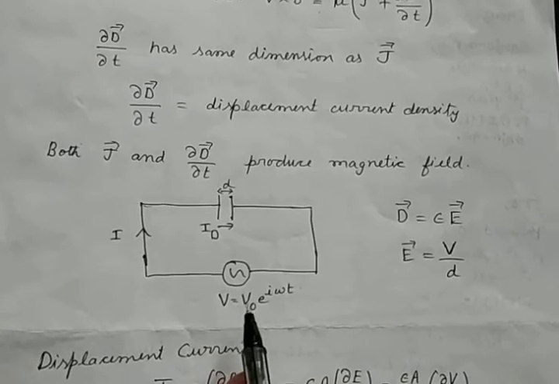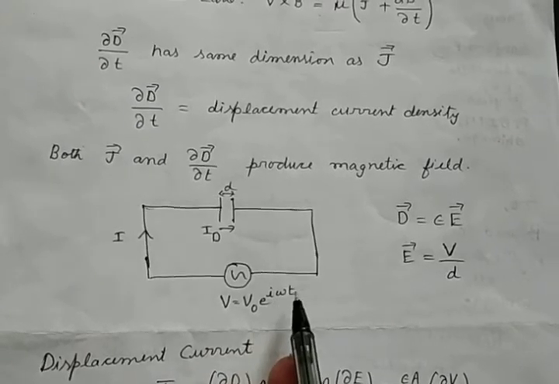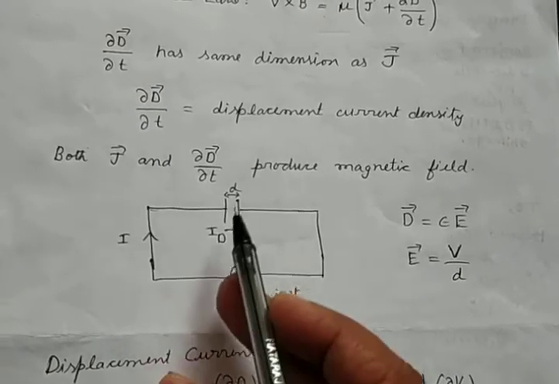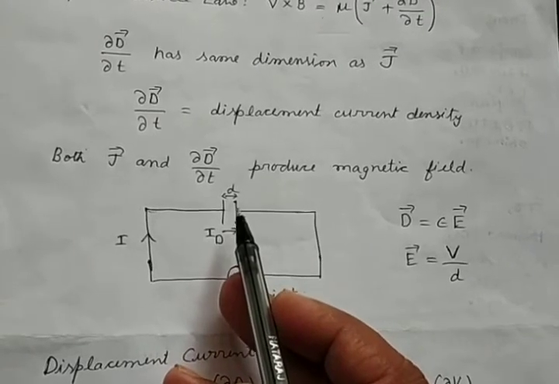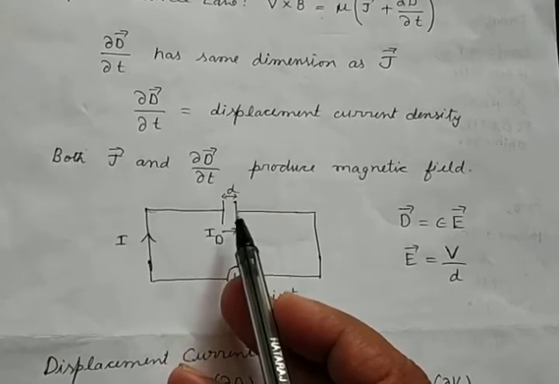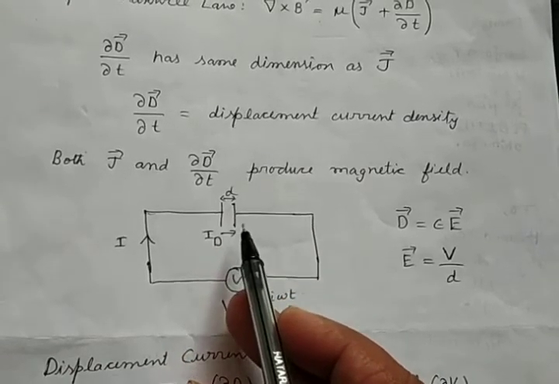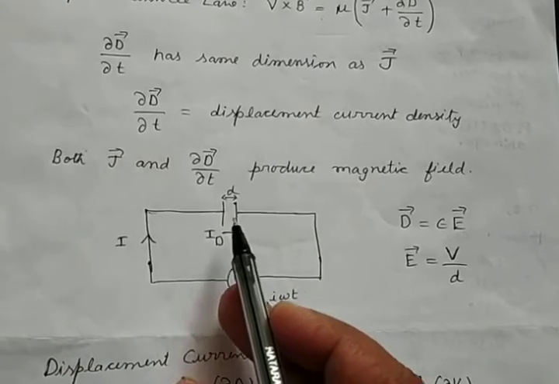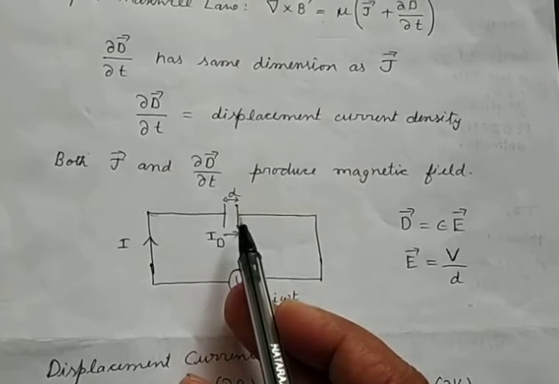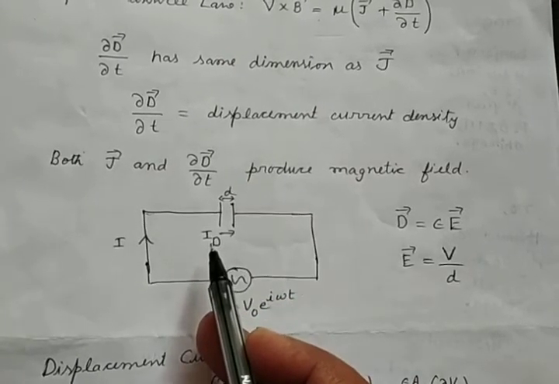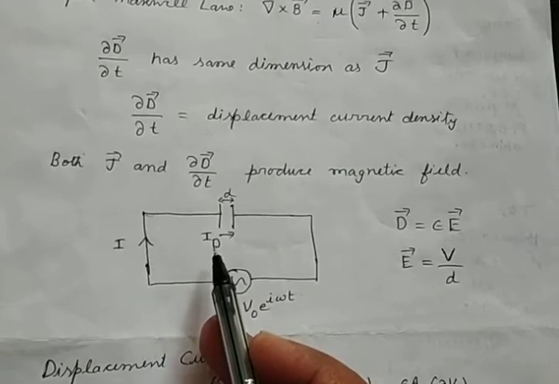Let us come back to the AC circuit involving a power supply, an oscillator with the voltage V given by V0 e^(iωt), and it involves a capacitor. The distance between the plates of the capacitor, let us take, is d. The area of the capacitor is, say, A, and the displacement current which is passing between the plates of the capacitor, let us call it ID.